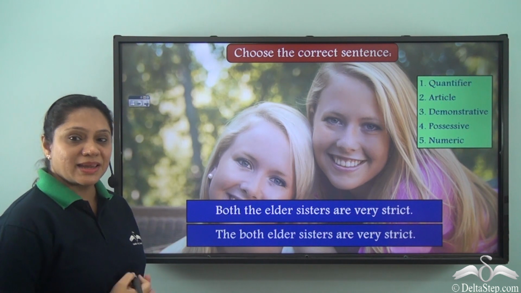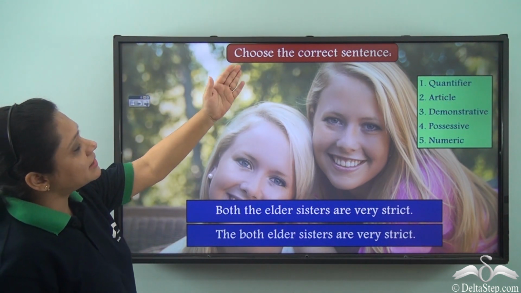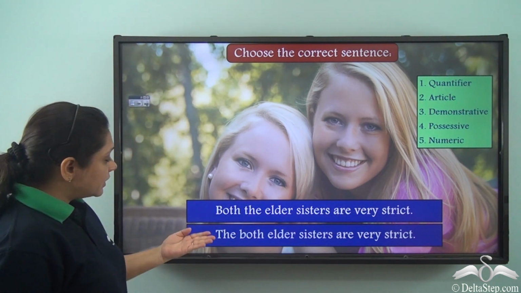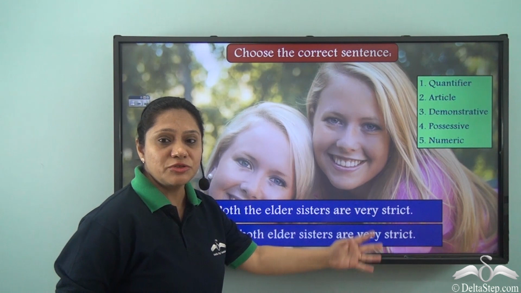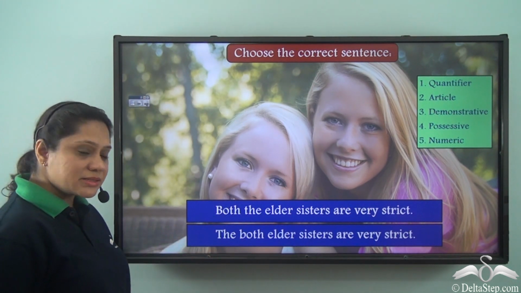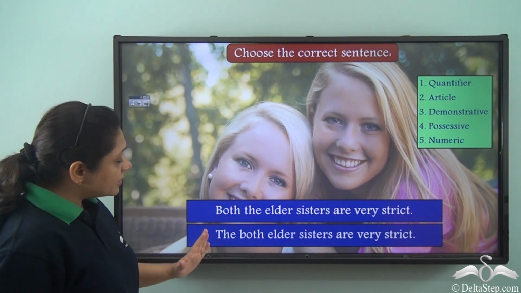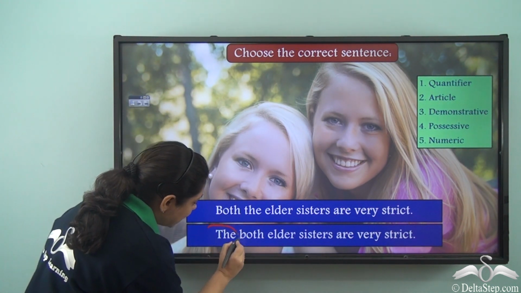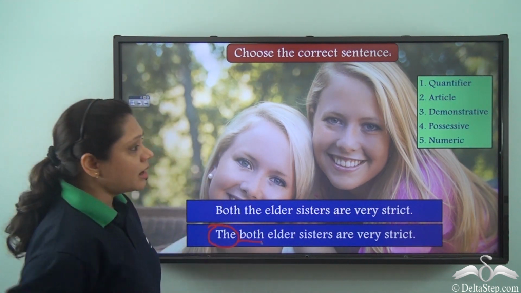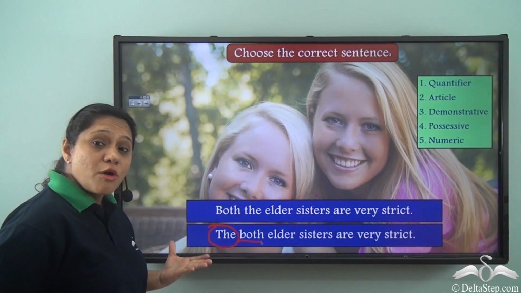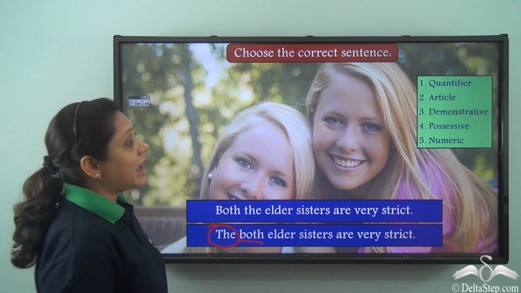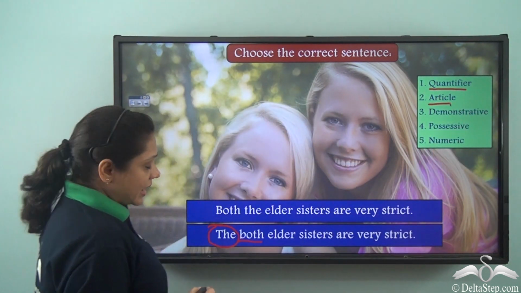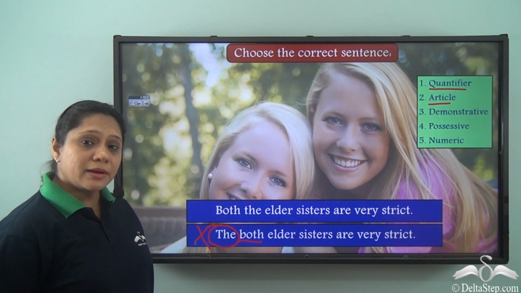So let us do this exercise now. Choose the correct sentence. Both the elder sisters are very strict. The both elder sisters are very strict. Let us take the second sentence first. When I say the both elder sisters are very strict, we see that we have placed the article before the quantifier. But we know for the sentence to be correct, we have to first place the quantifier and then the article. Hence, this statement is not correct.